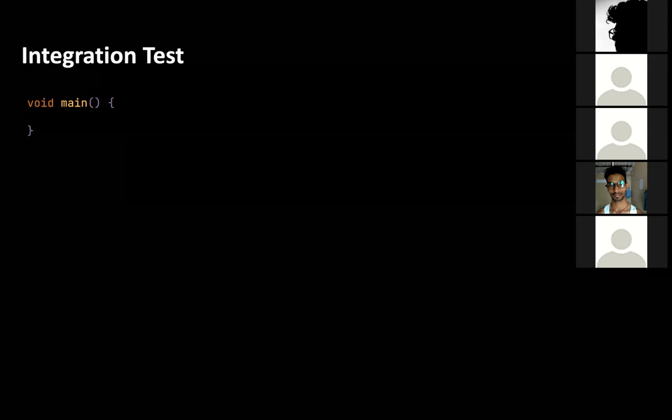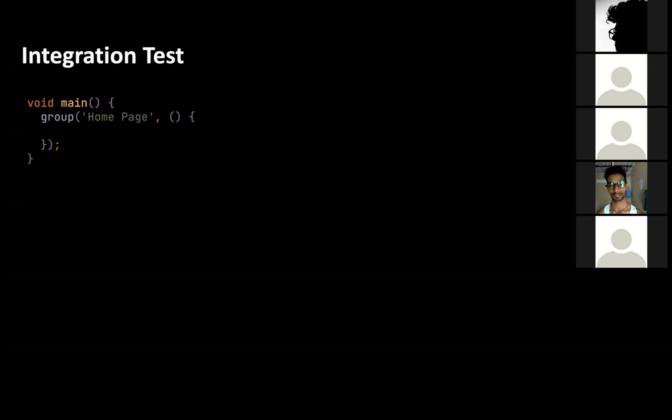Now, this is our main function where the test starts. And then first we'll create a group. So basically this will logically group your test. You can create multiple groups also. Like for this group, I'm creating homepage. So whatever test I'm writing for homepage will be going into this group.